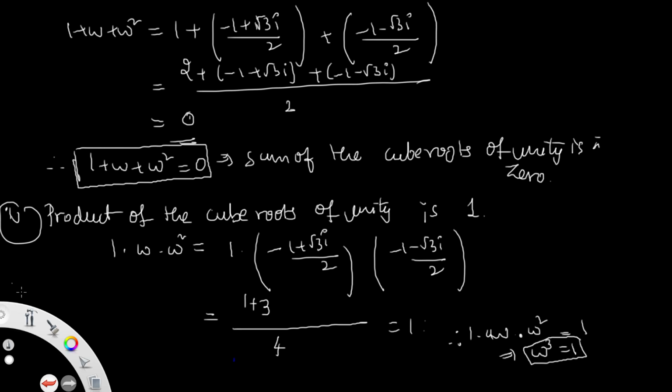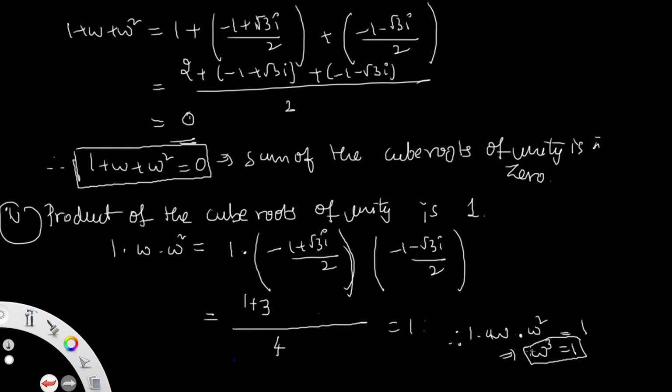So we will see 1 into omega into omega square. 1 is already the same thing. Omega means minus 1 plus root 3i by 2, and omega square means minus 1 minus root 3i by 2. Just multiply the numerators of the form (a plus b) into (a minus b), that is a square, minus 1 whole square, that is 1, and b square, root 3i whole square, means 3, that is 1 plus 3 divided by 4, that is 1, which we got already. So the product of the cube roots of unity is 1. That is nothing but omega cube equal to 1.